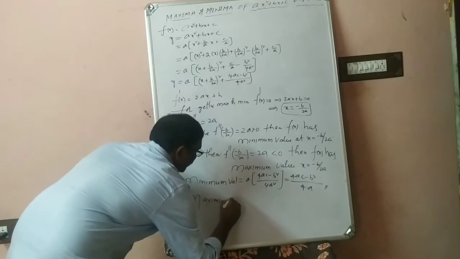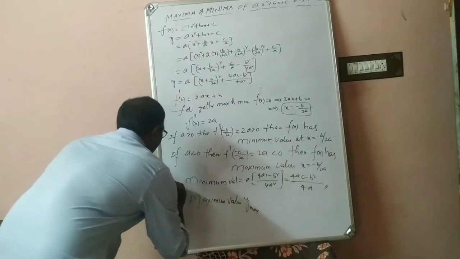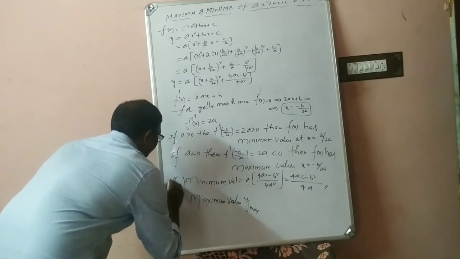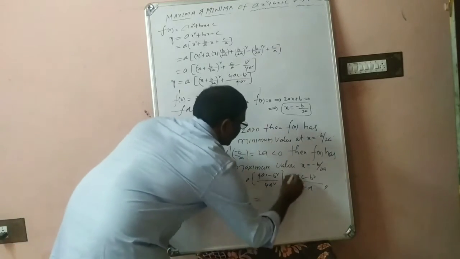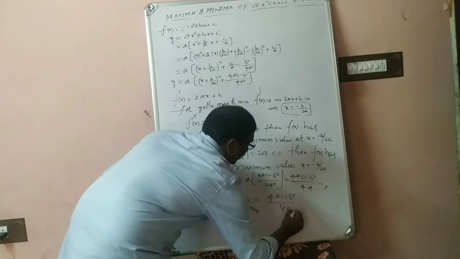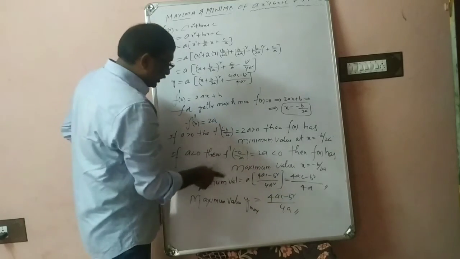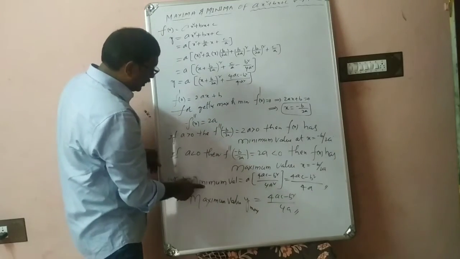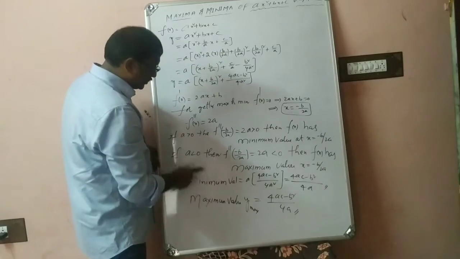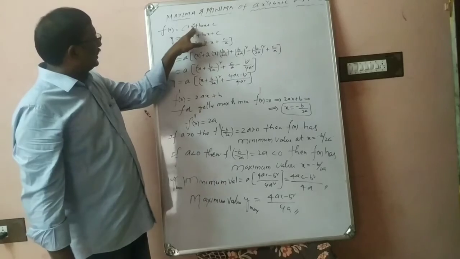Maximum value, y maximum. This we can write, y minimum representation, which is equal to the same (4ac minus b square) by 4a. The formula is the same, but when do we get a maximum value and when do we get a minimum value? Minimum is when a is greater than 0 and maximum is when a is less than 0. It depends upon the coefficient of x square.